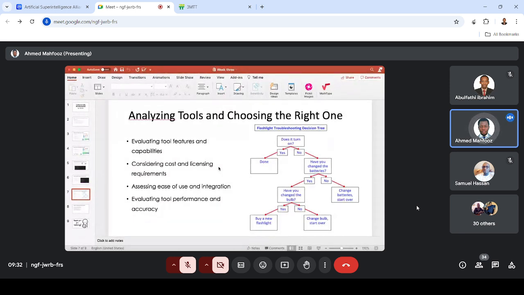So we talk about evaluating tools, features, and capabilities. Then we also consider something very important.